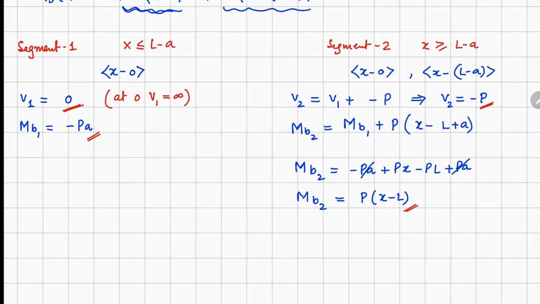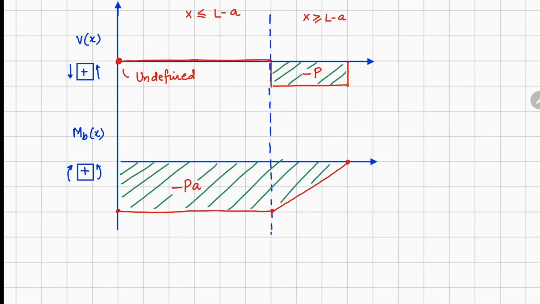It's very easy to plot, only constant and linear functions are there. But remember, at 0 it's going to be undefined. So let me just give you the final graph. So after plotting, this is how the shear force and bending moment diagram looks. And the important thing here is that the value of shear force is undefined at x equals to 0.